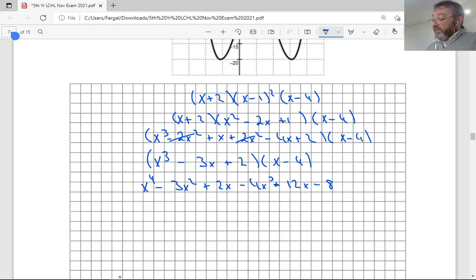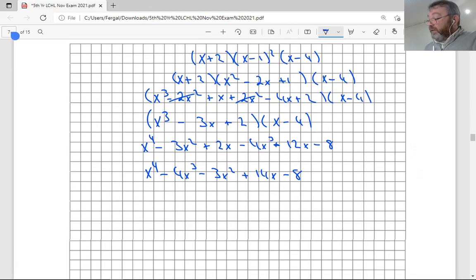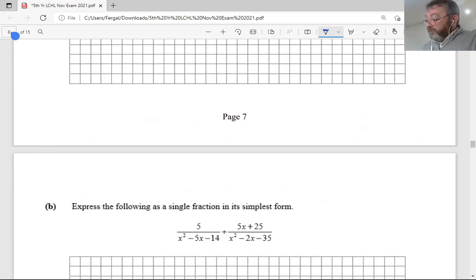Let me just check that again. X to the power of 4 minus 3x squared plus 2x minus 4x cubed plus 12x minus 8. So tidying these up, what do I get? X to the power of 4 minus 4x cubed. You write them in descending powers of x. Minus 3x squared plus 14x minus 8. And that is the expanded form of the polynomial.